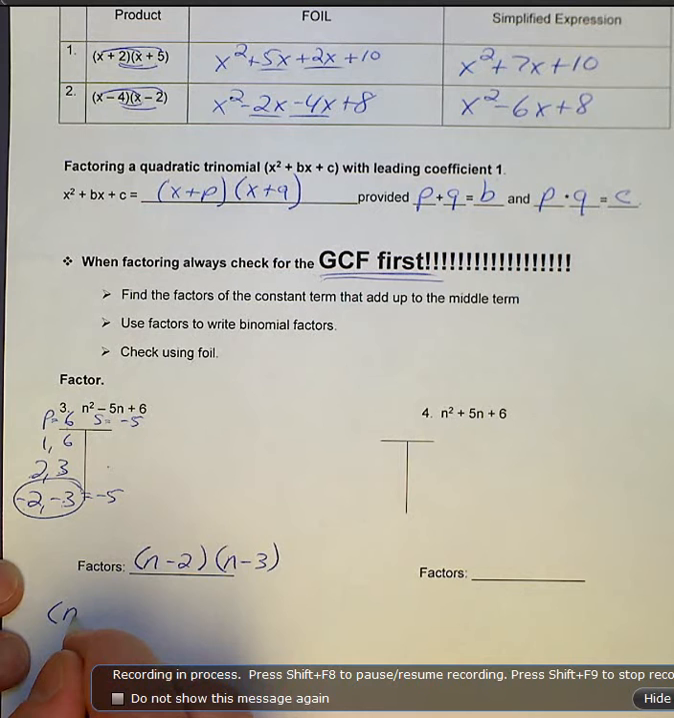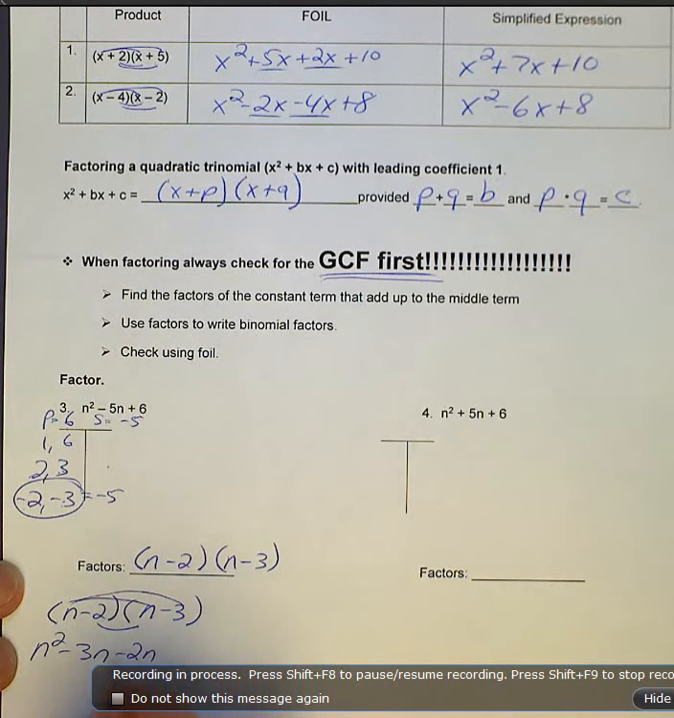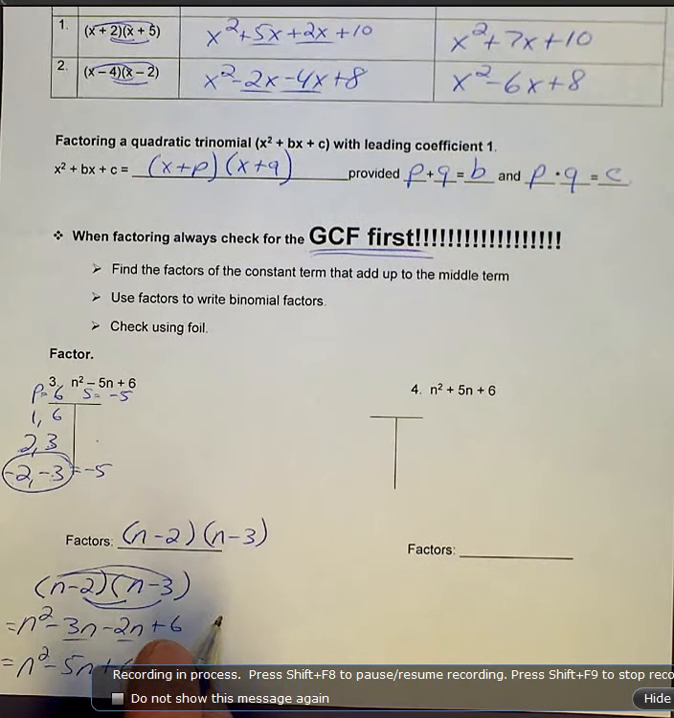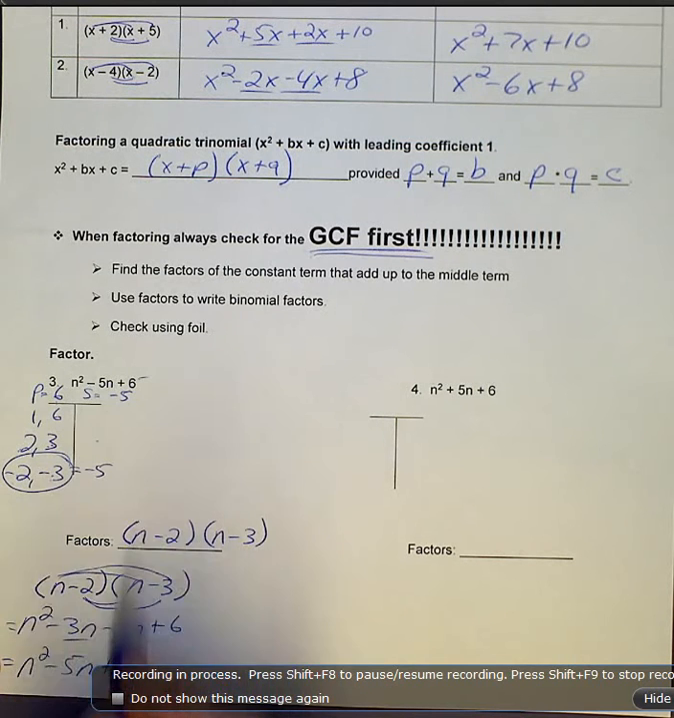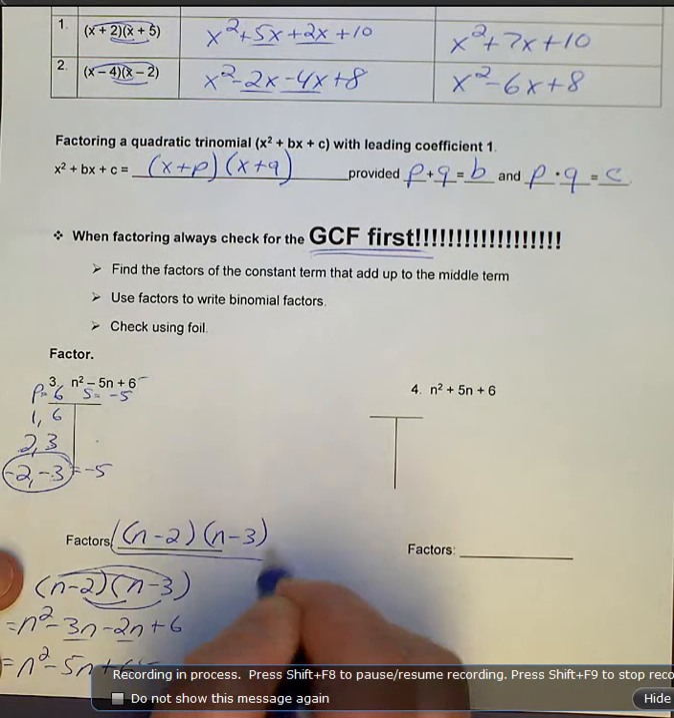So to check it, you want to use your table method. I'm going to use FOIL. So, first, n squared. Outside, negative 3n. Inside, negative 2n. Last, a positive 6. I'm going to combine my like terms. I get n squared minus 5n plus 6. Let's move that up. That checks with up here. So these are my factors. I did all the work correct.